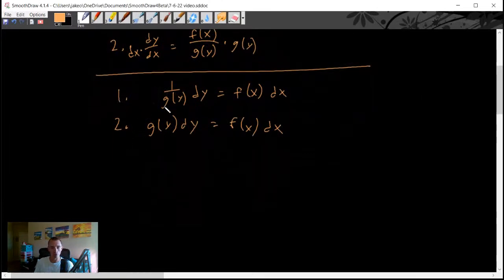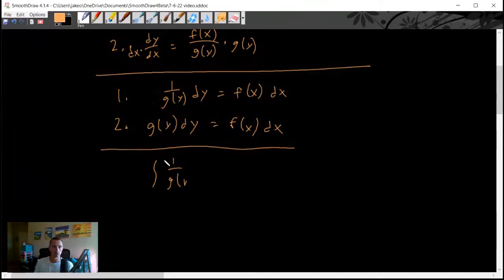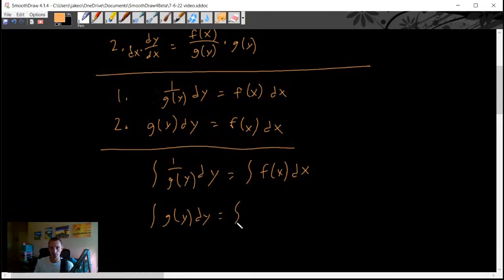So then from there, once we have separated out our variables, regardless of which of these two forms you have, the next step is going to be the same. We basically would just add an integral onto both sides of our equation, which means that we're going to be left with either the integral of 1 over g of y dy equals the integral of f of x dx. And if we had this one down here instead, we'd have the integral of g of y dy equals the integral of f of x dx.